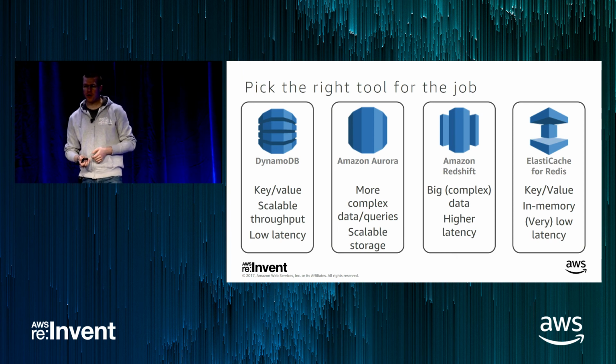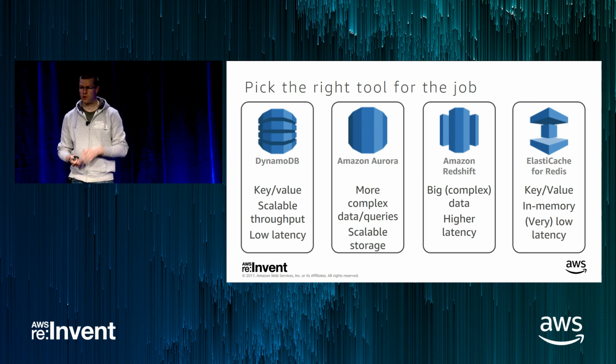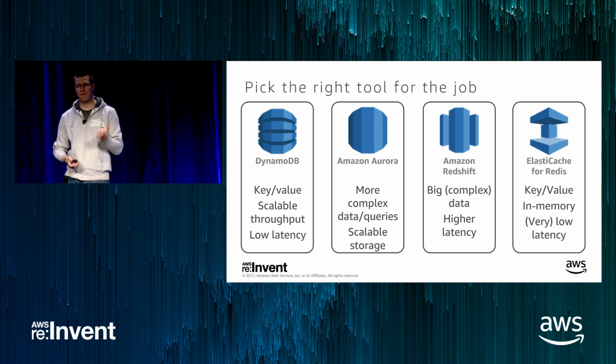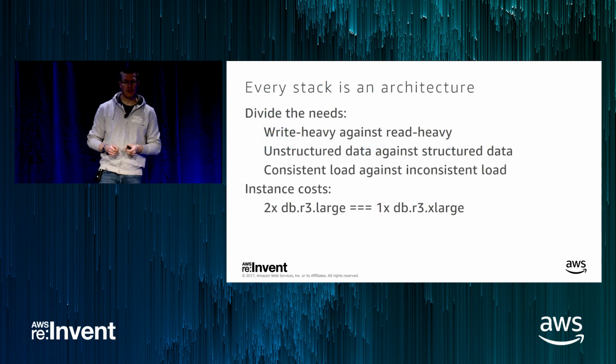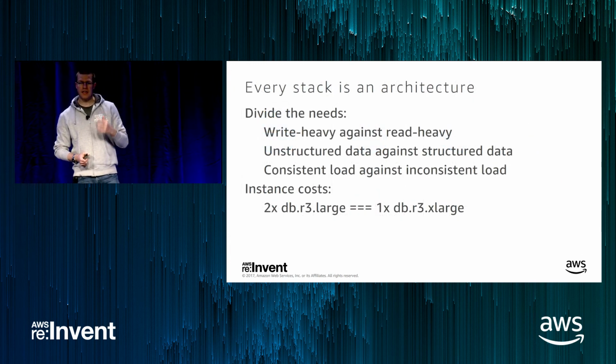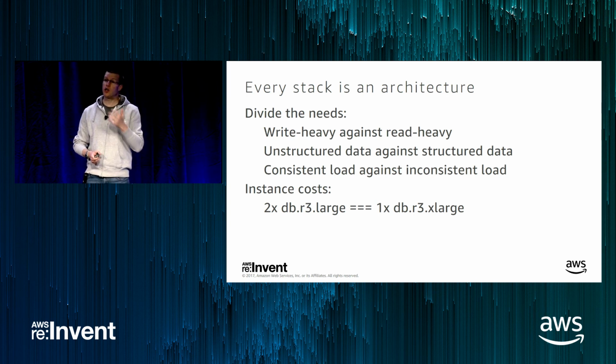Amazon Redshift for the higher latency but big data, and then ElastiCache, as already mentioned, for caching, but also for more ephemeral data that don't need to be that durable. So for us now, the key is that we're always thinking in stacks. And every stack is its own architecture.